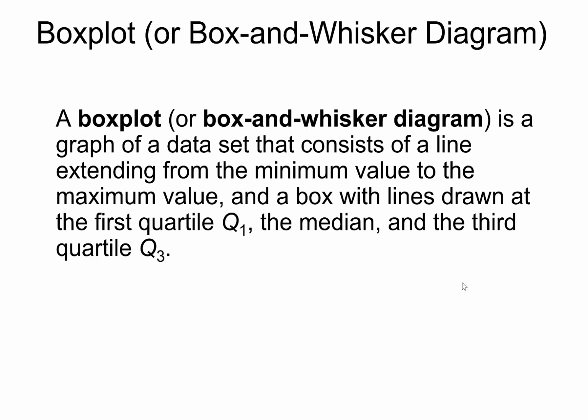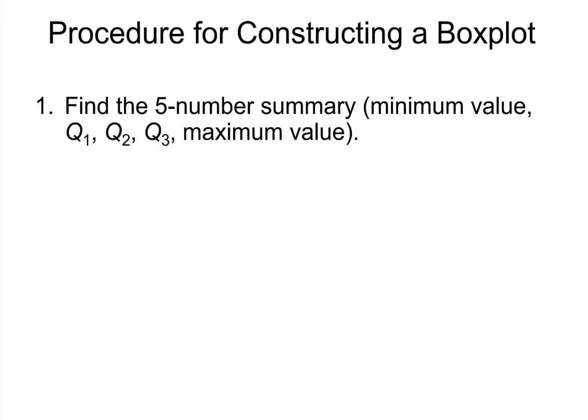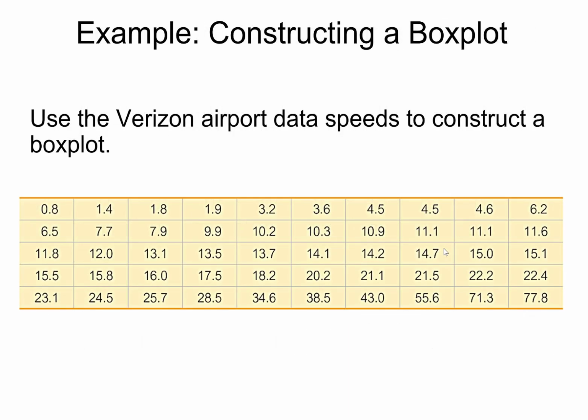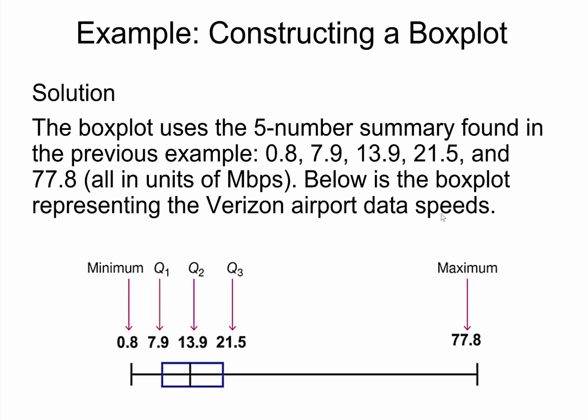Now we can use those 5 numbers to create a picture of the data called a box plot. And it's a graph consisting of a line extending from the minimum to the maximum with a box drawn with lines at the first quartile, the median, and the third quartile. And here's a manual method. I'm going to urge you to use StatCrunch to do this. It's much easier. So we're going to use that speed data again.